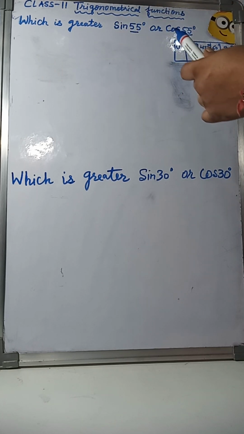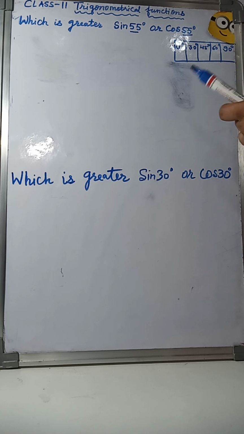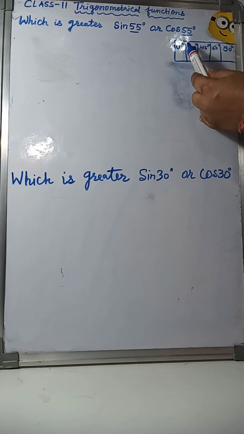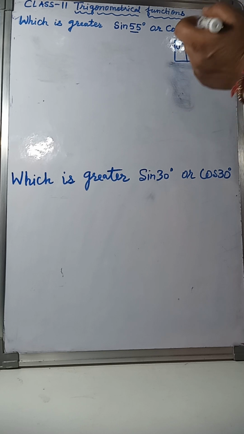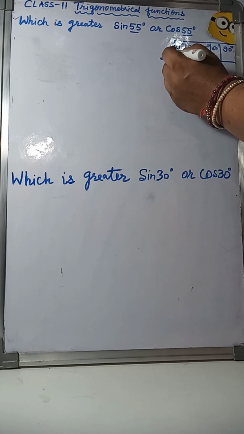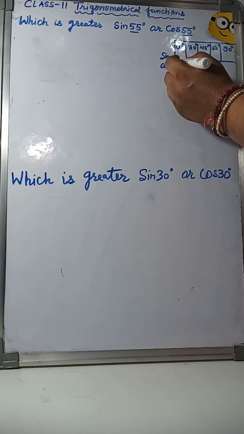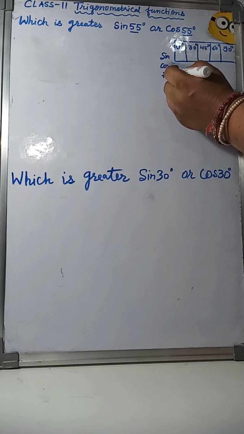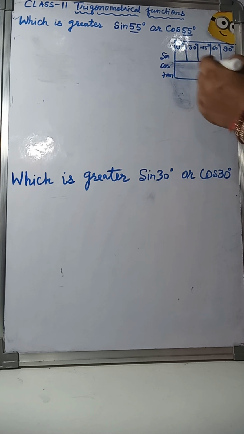Typically we know the value of trigonometric ratios between 0 to 90. At 0 we know the value of sine 0, cos 0 and tan 0. In class 10th you already read this.